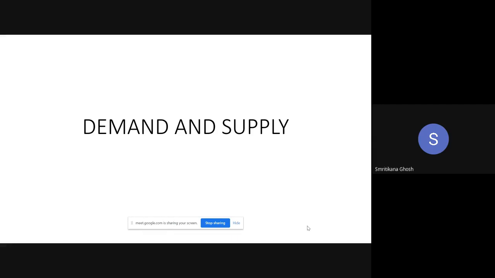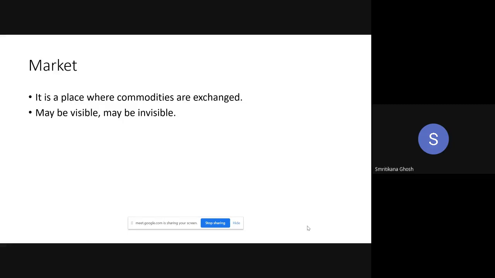Now, what is demand? Actually, we have discussed the market. We say there is an invisible hand, there is a price mechanism, there are demand and supply. So that demand and supply we are discussing here. As I say, each principle has a separate chapter. So this is the chapter for that principle. So what is market? Market is the place where commodities are exchanged.